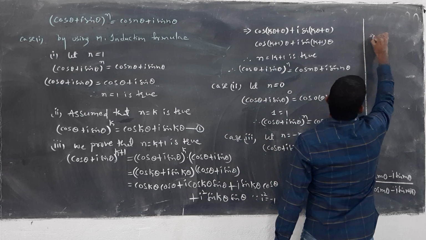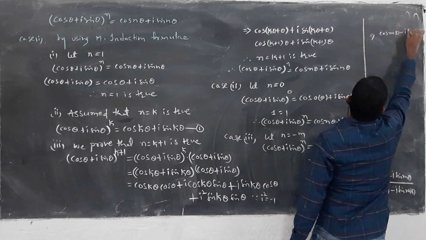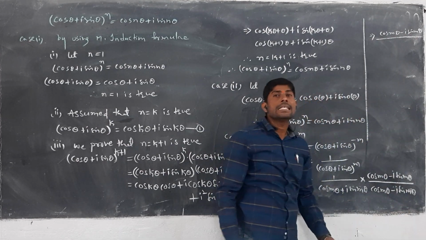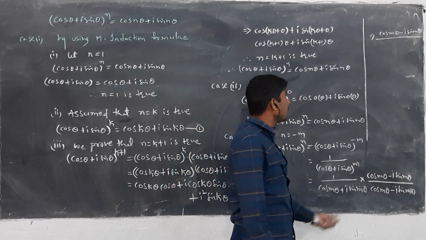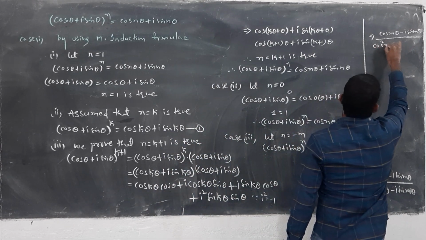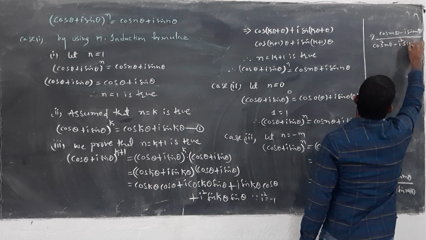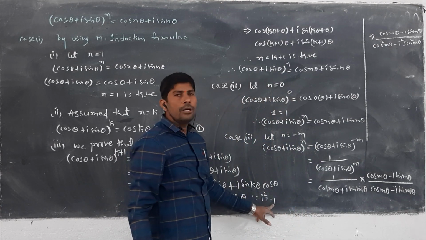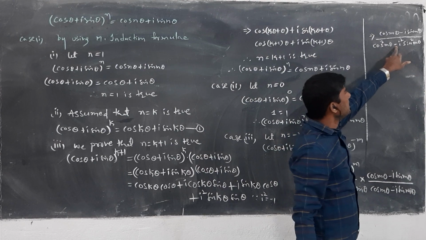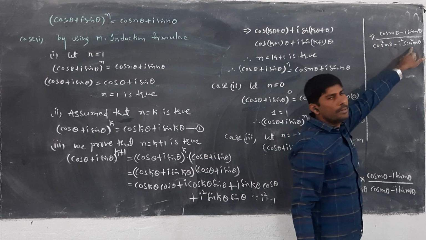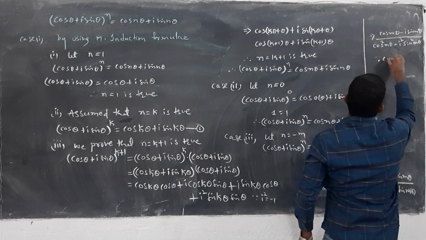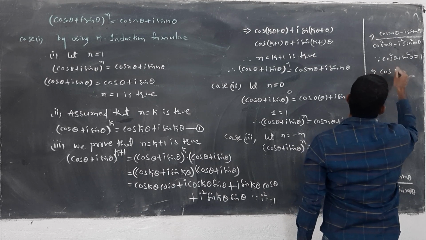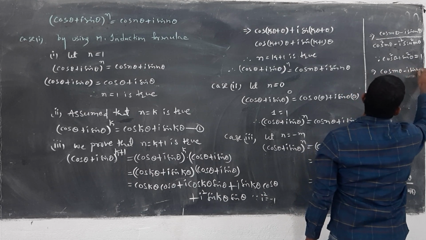So that is equal to cos m theta minus i sin m theta divided by, using (a plus b) into (a minus b) equals a square minus b square, cos square m theta minus i square sin square m theta. Here i square value is minus 1, because i square is equal to minus 1. So minus into minus is plus: cos square m theta plus sin square m theta, because cos square theta plus sin square theta value is 1. So that value is cos m theta minus i sin m theta by 1.